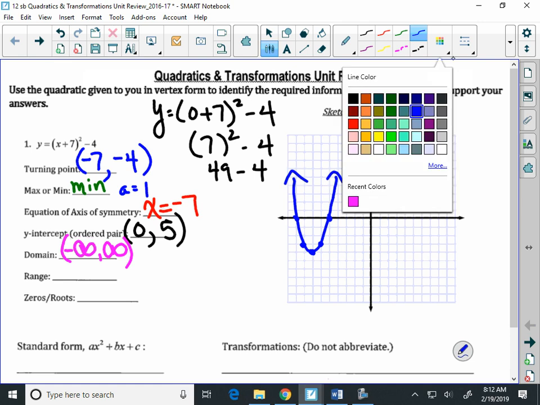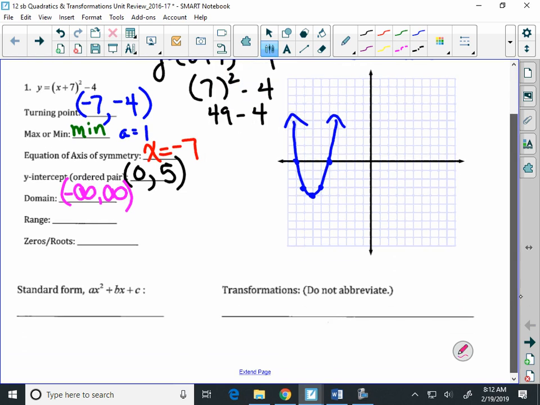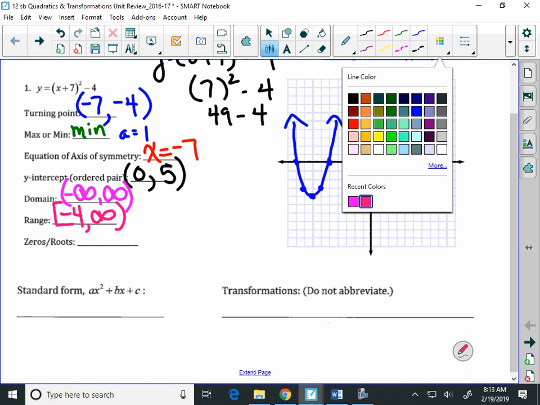What we really need on this particular part is how we find the range. The way that we find the range is we ask ourselves, do we have a high point or do we have a low point on the graph? And we have a low point at -4. And then it continues going up forever. -4 is on the graph, so it is included. That's why it has a bracket.